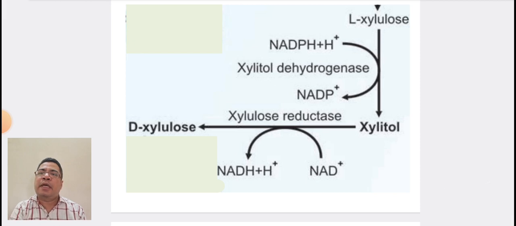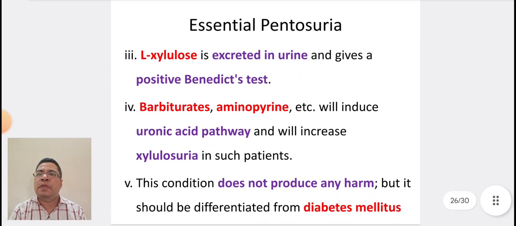In the diagram, we can see L-xylulose is converted into xylitol with the help of enzyme xylitol dehydrogenase. Then xylitol is converted to D-xylulose with the help of enzyme xylulose reductase. L-xylulose is excreted in urine and gives a positive Benedict's test. Barbiturates, aminopyrines, etc. will induce the uronic acid pathway and will increase xylulosuria in such patients. This condition does not produce any harm, but it should be differentiated from diabetes mellitus.